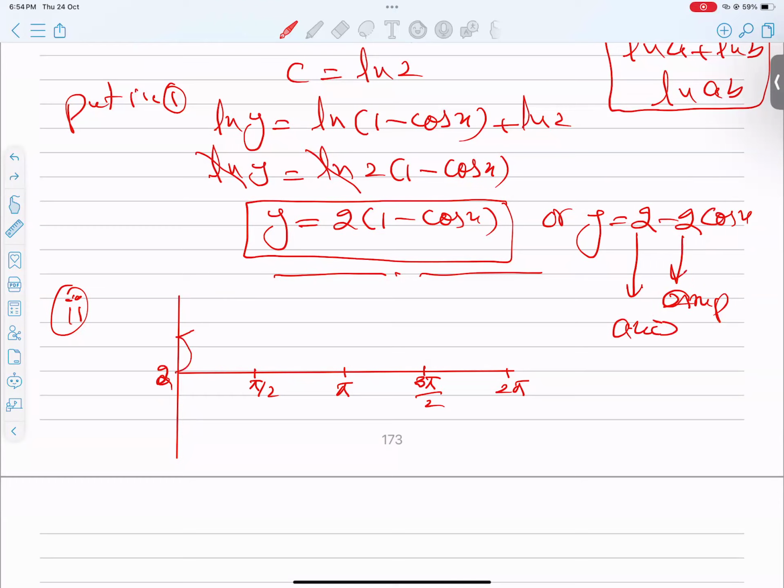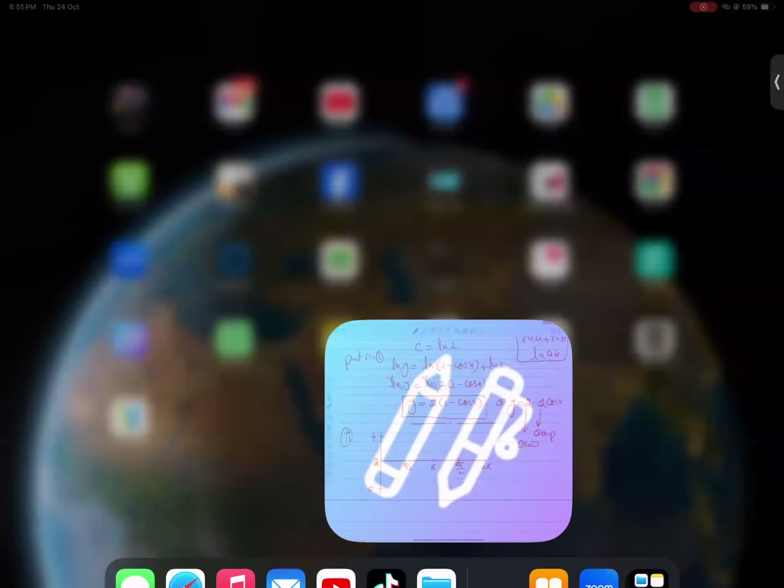Okay, this is 1, 2, so means 3, 4. Short story, 4 here, and here I got a 0. All right, now if you sketch it, 0 to 2 pi, I can show it in a calculator also.